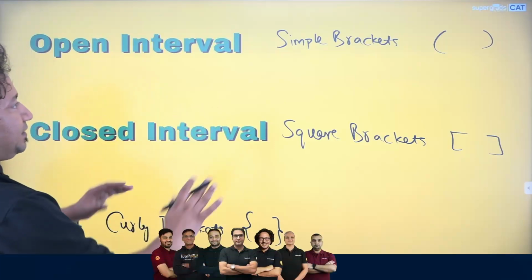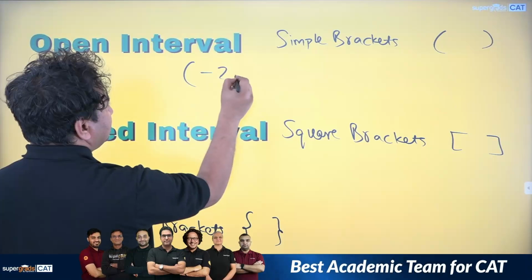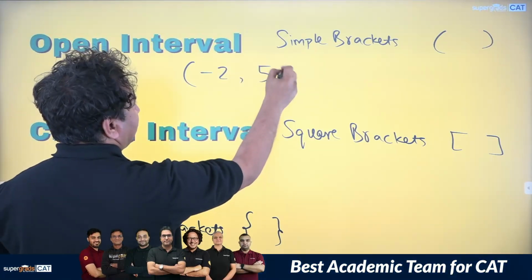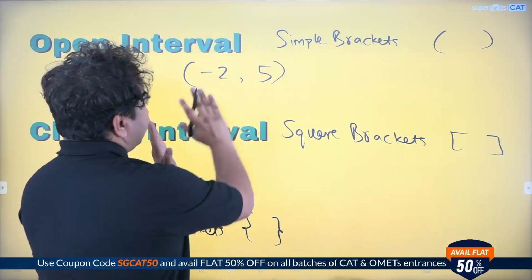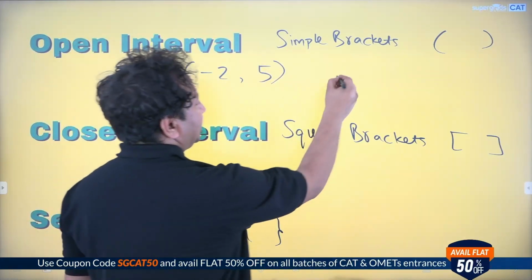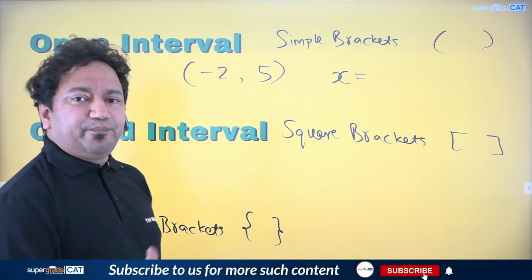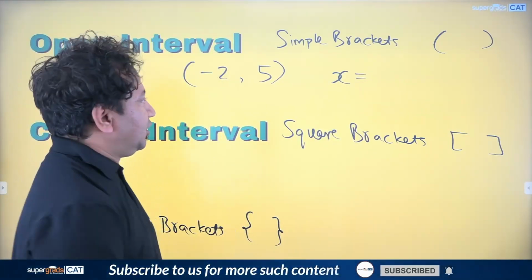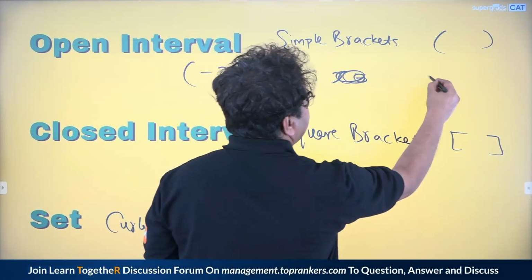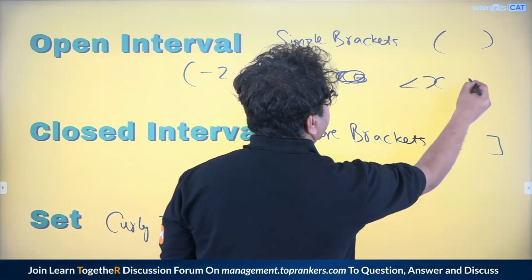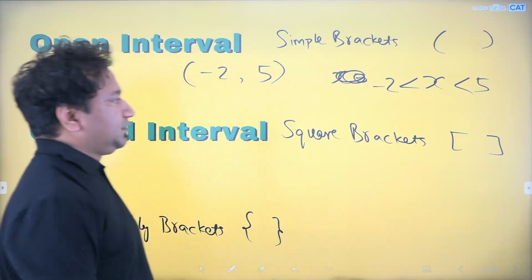I'll give you a few examples. Let's say when I write (-2, 5). Now what does that mean? Let's say this can be the value of x, any variable. So x can be anything between -2 and 5, but not -2 and 5. All right. So x can be represented as x is greater than -2 and less than 5. Perfect.